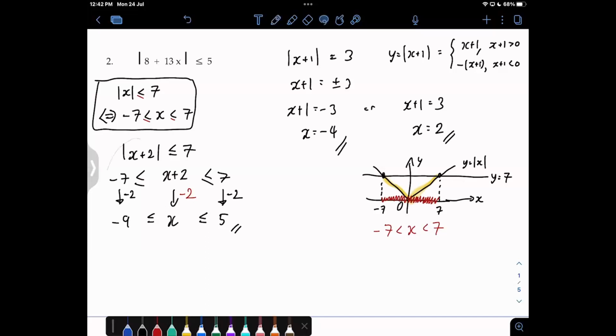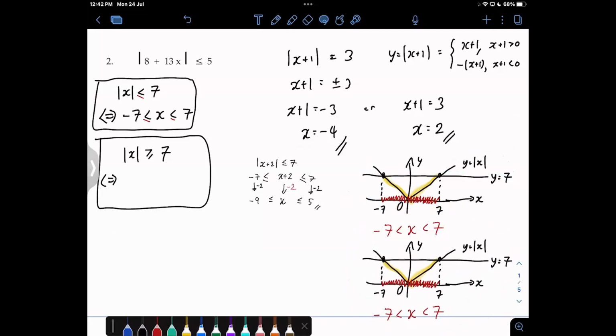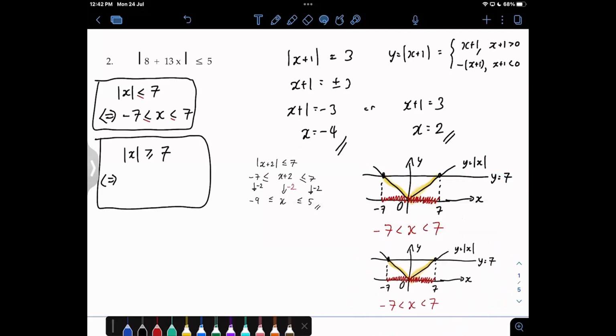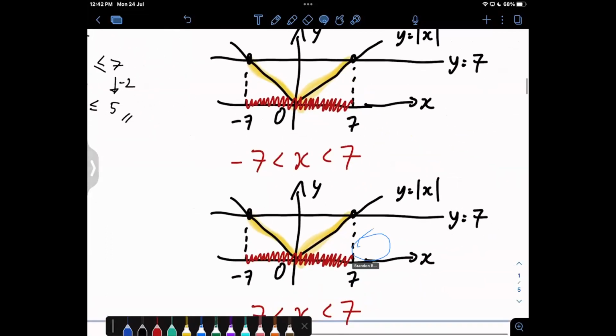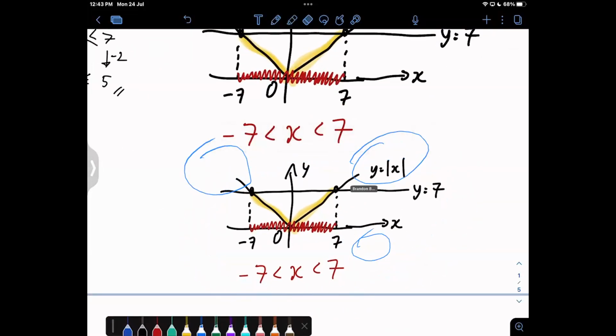But how about we consider one more case, which is if the inequality is in the opposite direction: modulus x more than or equal to 7. This is equivalent to, what is it? Let's think about it. You want more than or equal to 7 this time. I copy the whole graph, but I want more than. Then what do I do?